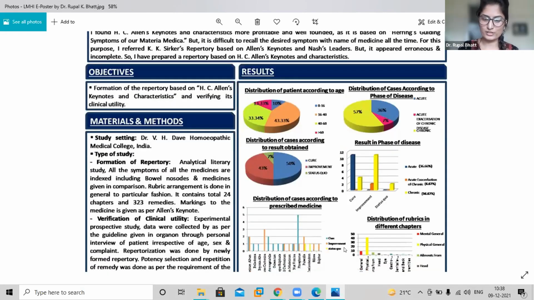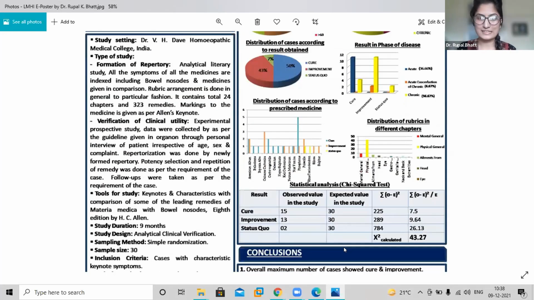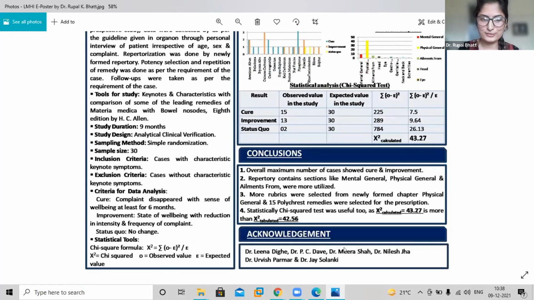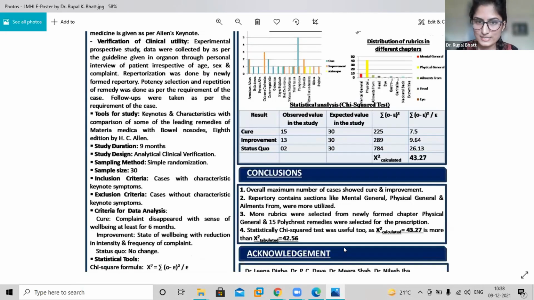After this literature work, I have studied it and utilized it clinically. Total 30 cases were selected from a total of 50 cases that I have studied, by the help of simple randomization. For the analytical tool, I have used the chi-square test for comparing my expected value with the observed value. You can see here in this table, the calculated chi-square is 43.27 and the tabulated chi-square is 42.56. So you can see the difference. Statistically, this proved that the efficacy of this repertory is there.